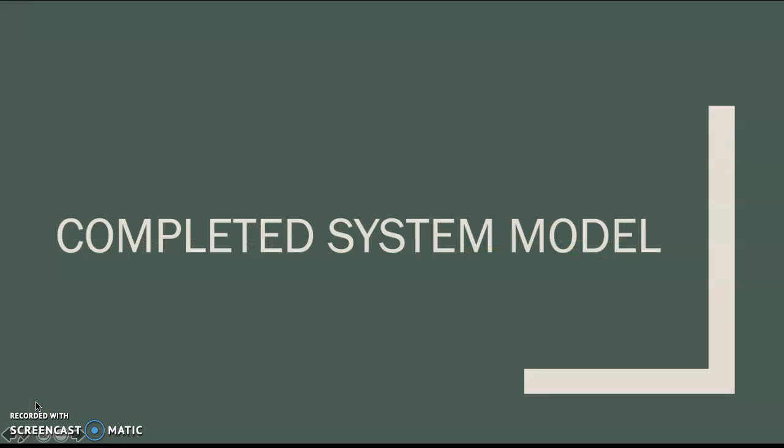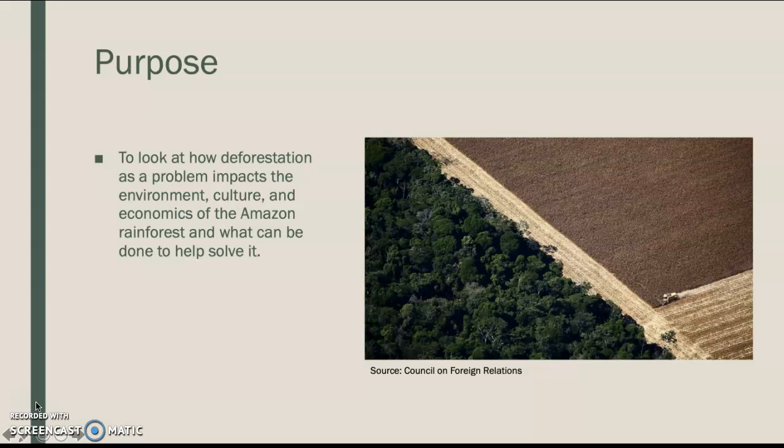But before I move on to the model itself, I will explain the purpose. The purpose of this system is to look at how deforestation impacts not only the environment, but also economics and culture. The model also helps us understand what can be changed to help solve or at least alleviate part of the problem.